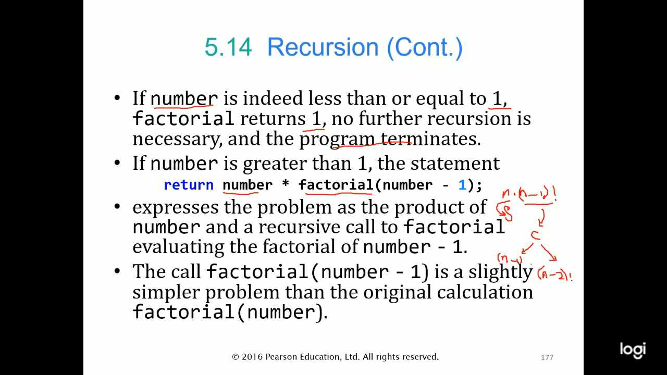Okay, and then we keep going until number minus 1 becomes equal to 1, and then we return 1. That's the base case, where the complex part also becomes so simple that we can solve it. Then we go back up and return values to all the previous instances or calls of the function, so we're going back inside our call stack.